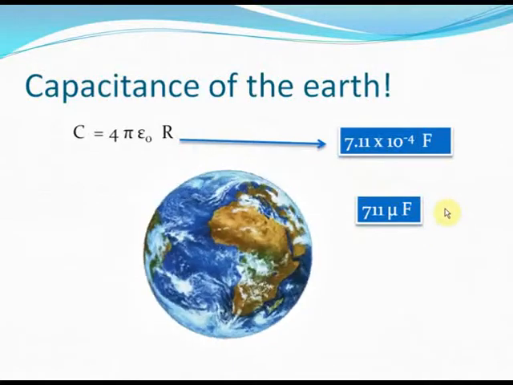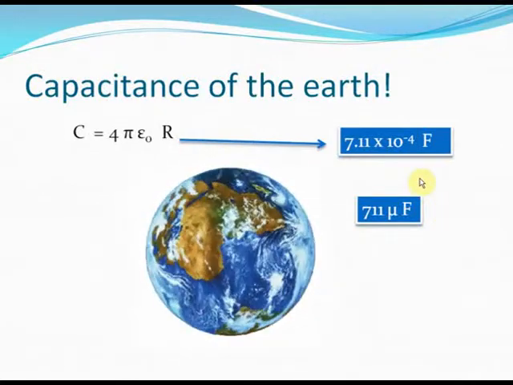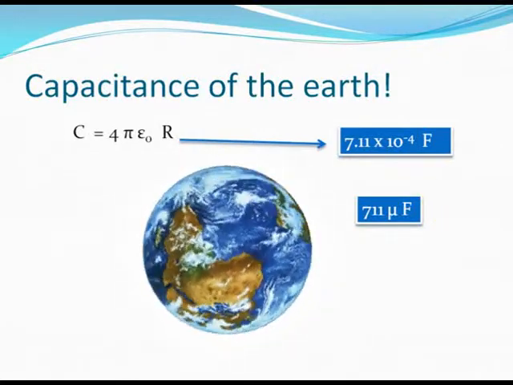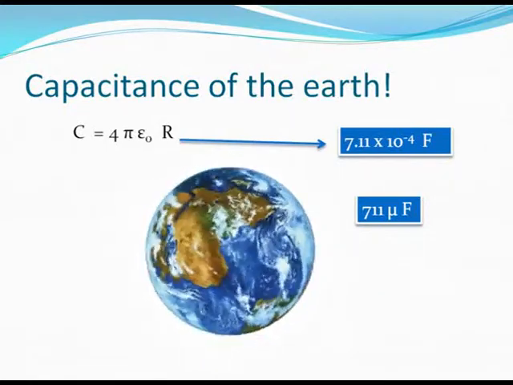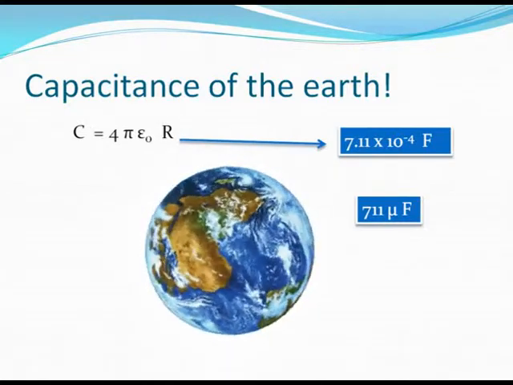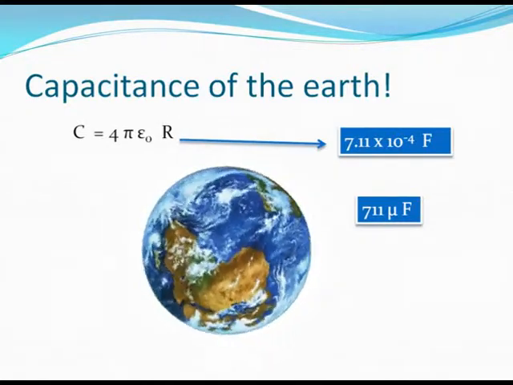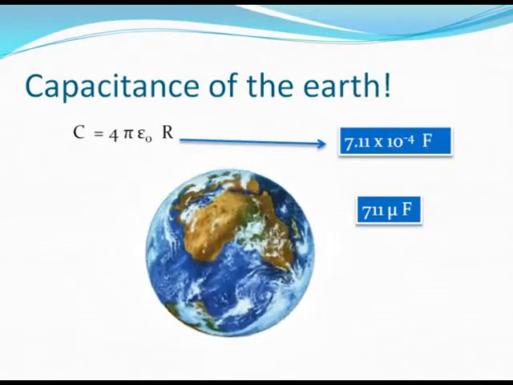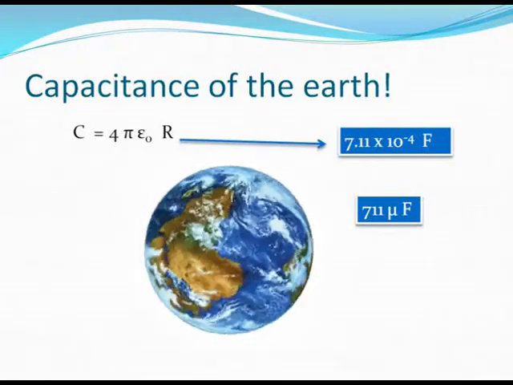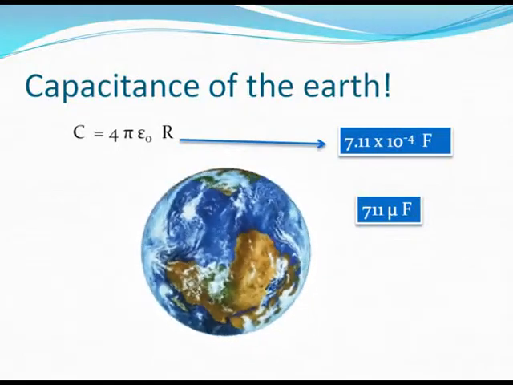That isn't much, is it? Well, in general, 711 microfarads is quite a large value of capacitance. But this is the capacitance of a body so large, the size of the Earth. The size of the Earth is so large. So what this tells us is that no matter how large the body is, if it is isolated, the capacitance is less.